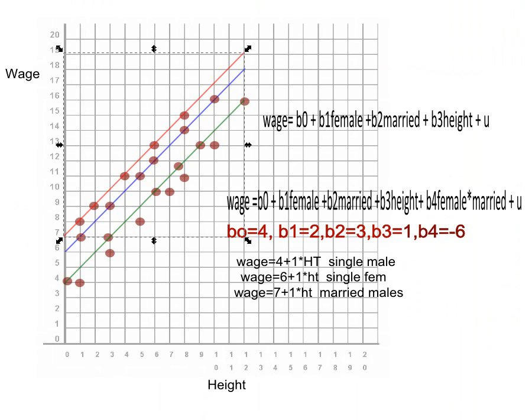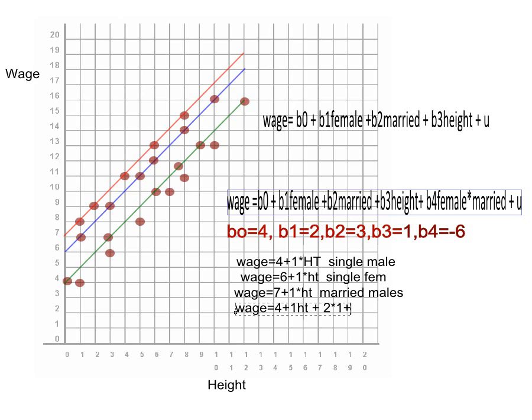So that's what we're going to do right now. What if we had a married female in our data set? Well, their relationship would be wage equals 4 plus 1 times height, and plus the estimate for B1 is 2, so this is a female, so we have to add that in. 2 times female is 1, plus they're also married.